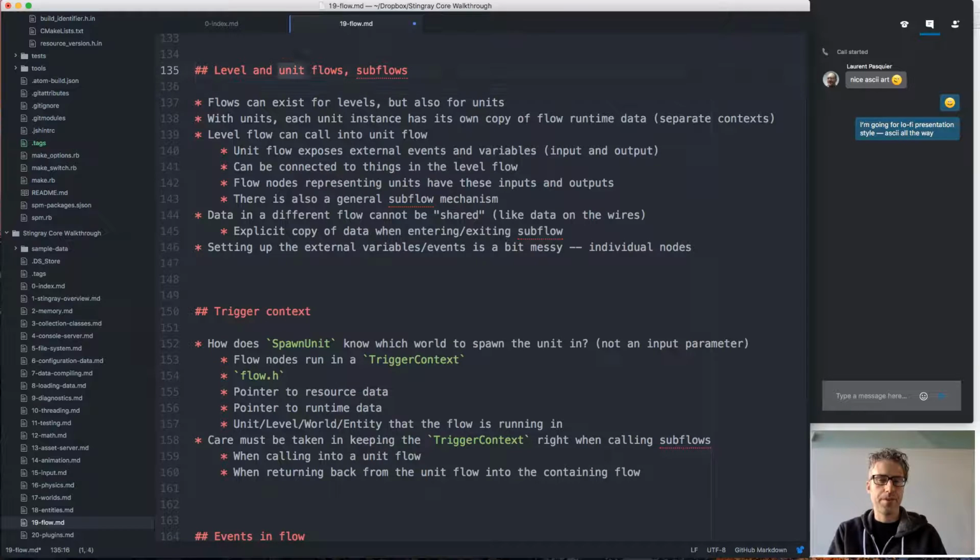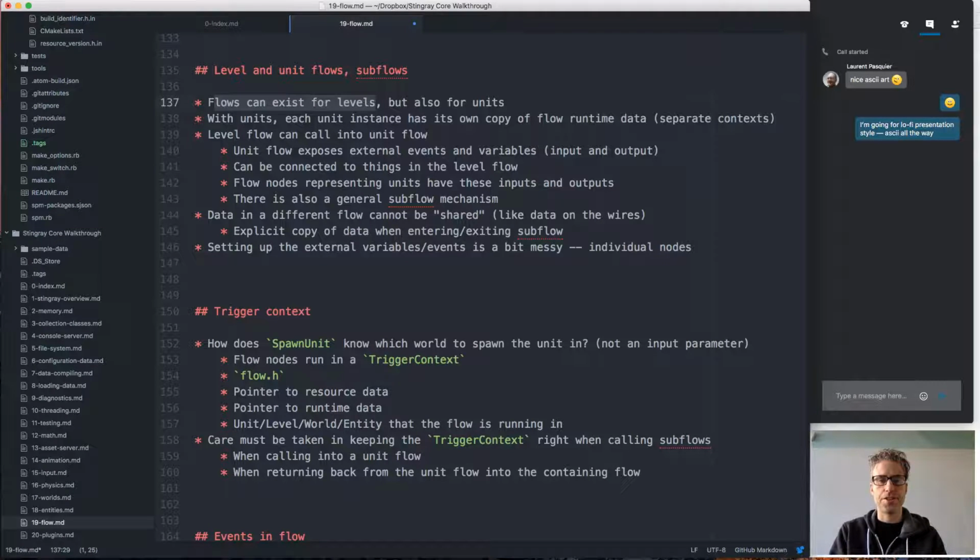Another important thing to know about when it comes to flow is that we have multiple levels of flow. The typical case for flow is that you add the flow as part of a level, so that in the level editor, as you create the level, you define a flow that might contain stuff like if the player goes over here, this door should open, and all kinds of scripted behavior like that.